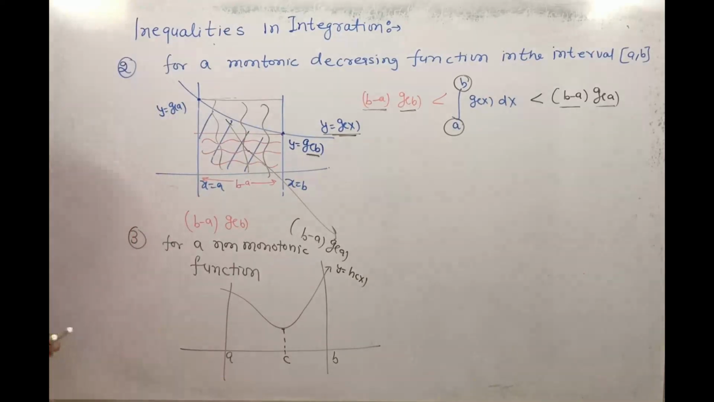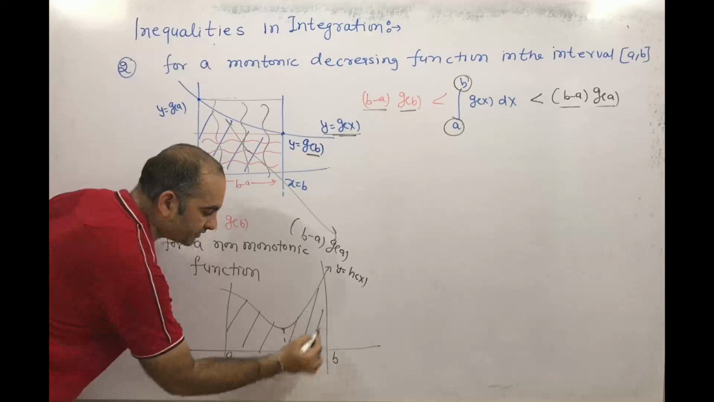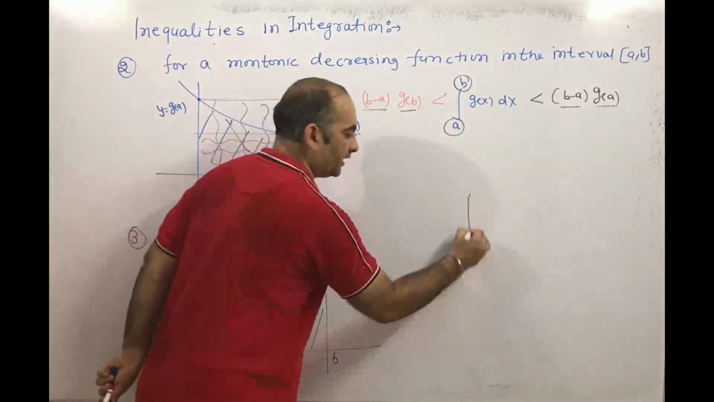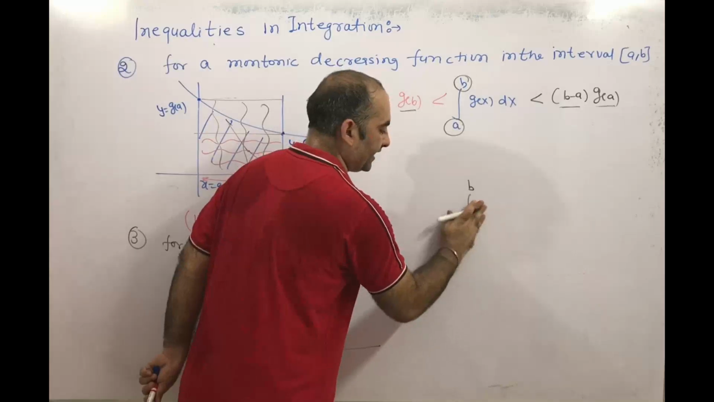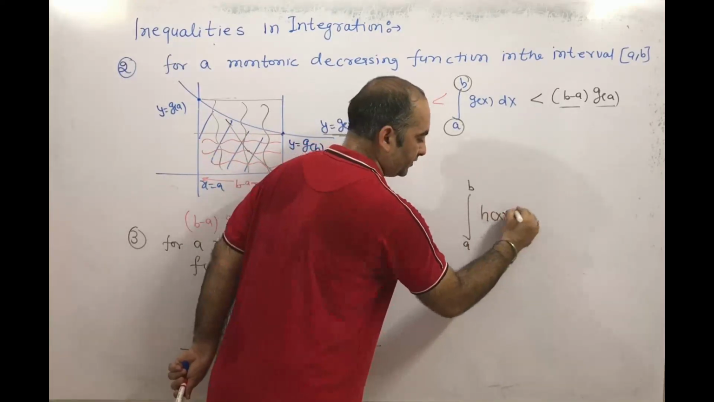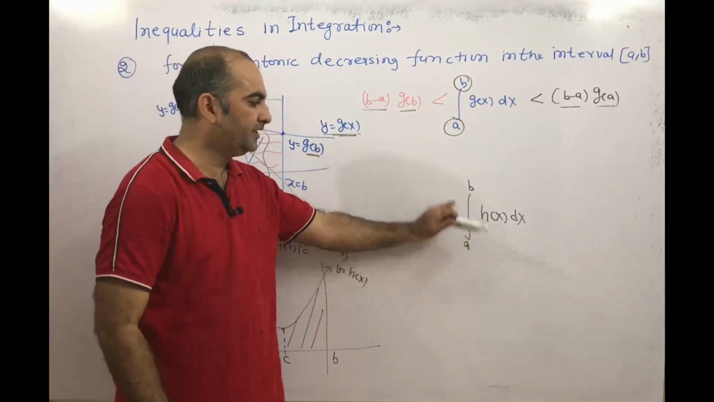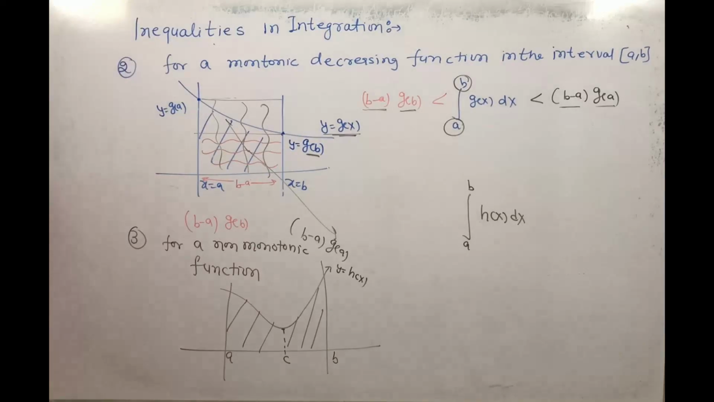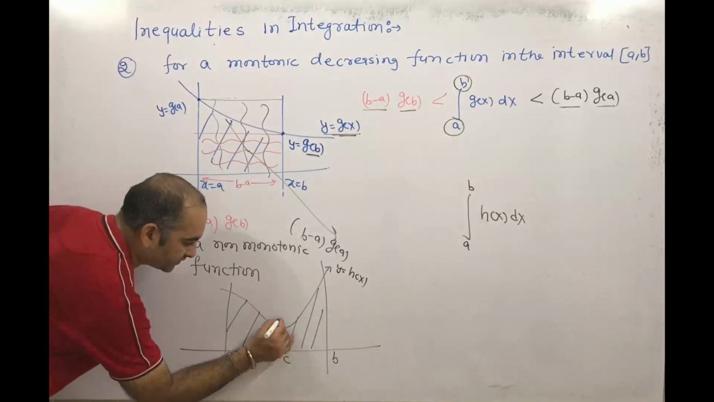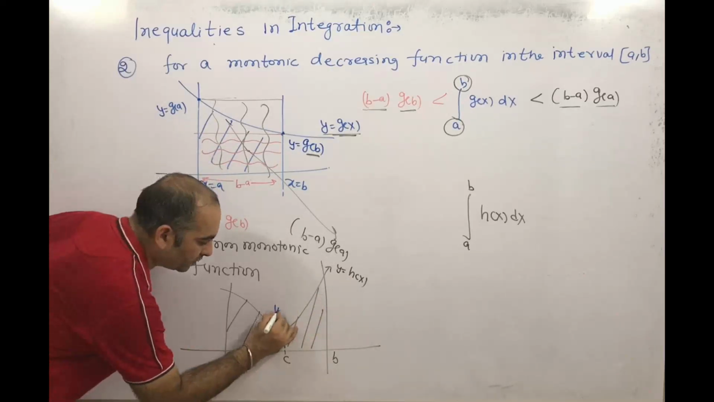Now here you can see this one area. How to get this area? Integration a to b of h of x into dx. This one area we can give as integration a to b of h(x) dx. Okay, now here what is the lower value of the function? That is this. So if I put c here, this value will become y equal to h of c.